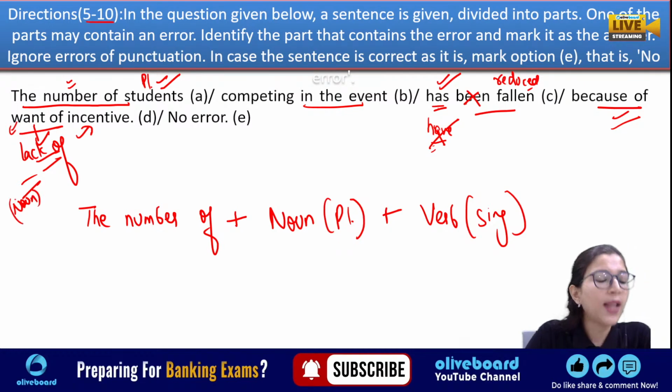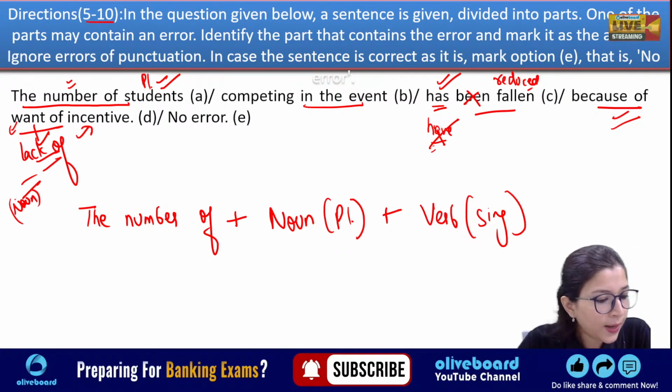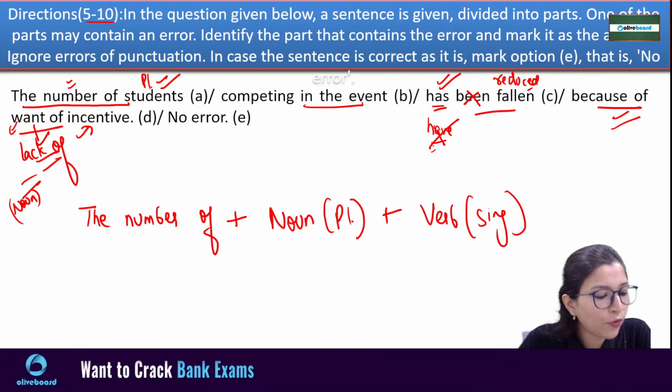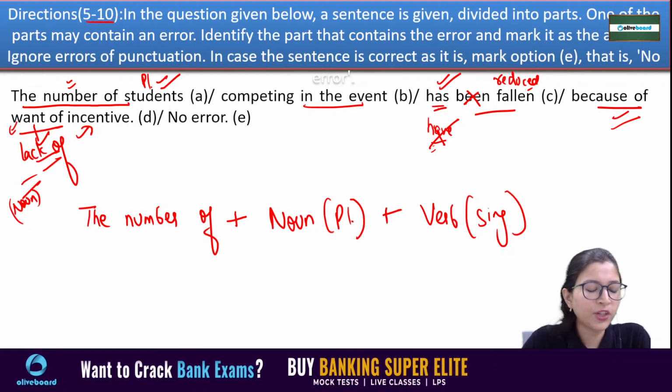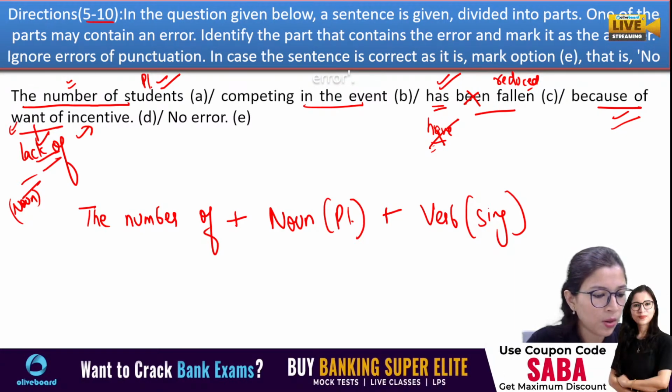Want as a noun means lack also. Clear everything? Want of something means what? Lack of something, it is a noun. Yes, of is a fixed preposition here. Clear everyone? So this part is good.